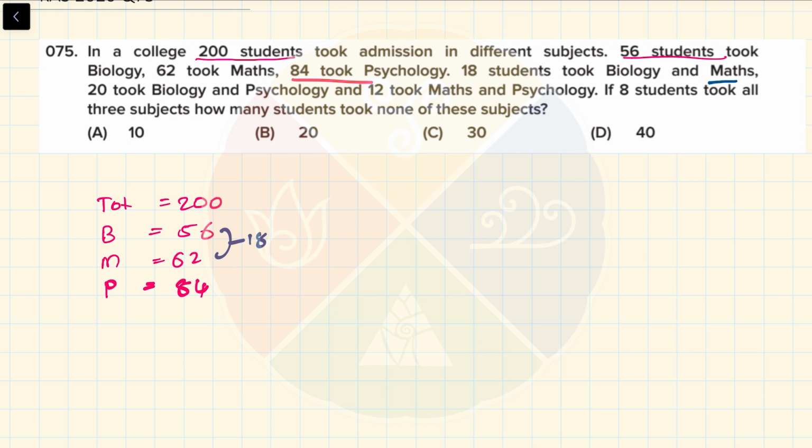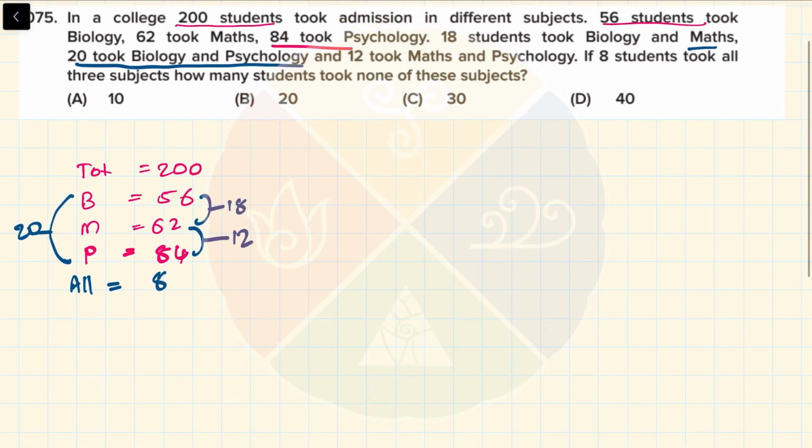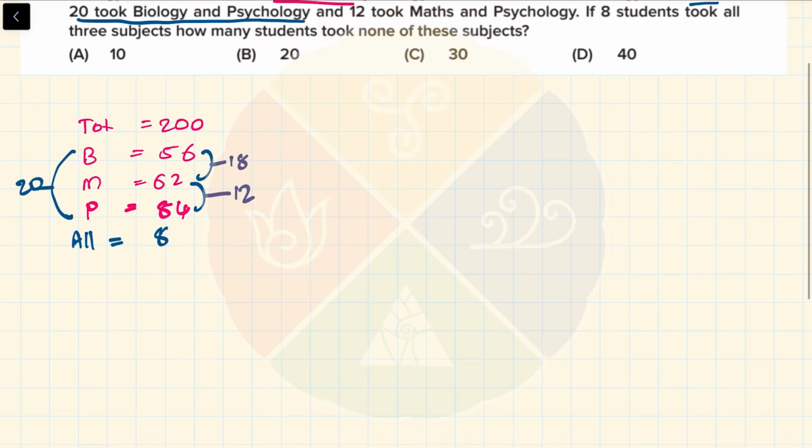Biology and maths, 18. 20 took admission in biology and psychology. 12 took maths and psychology. If 8 students took all 3 subjects, then how many students take none of the subjects? This is actually a direct problem from sets.